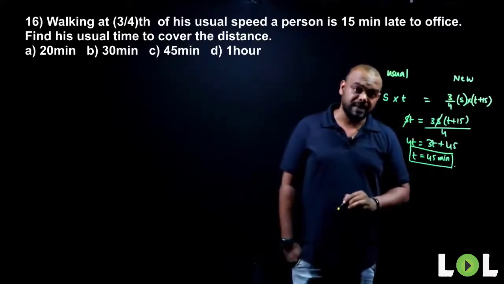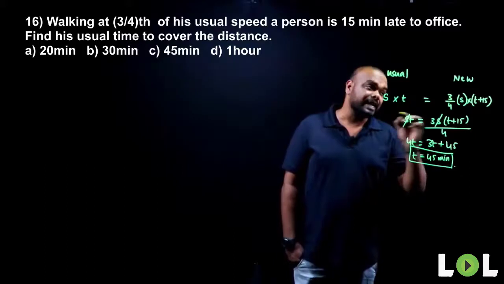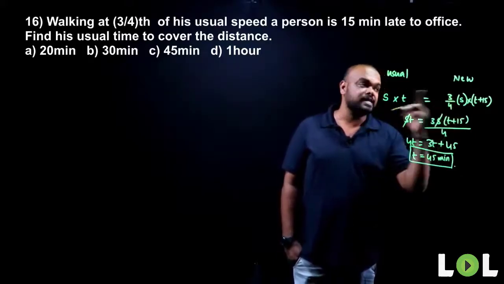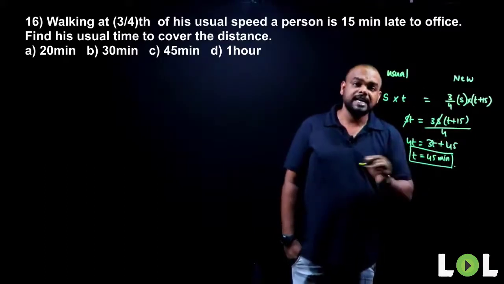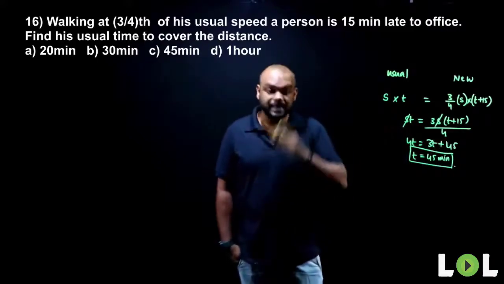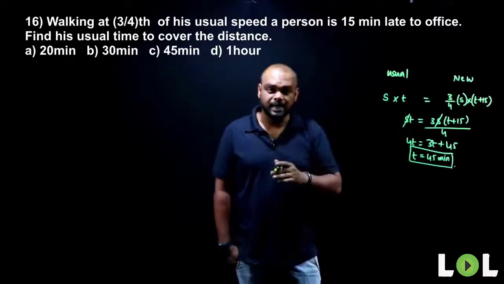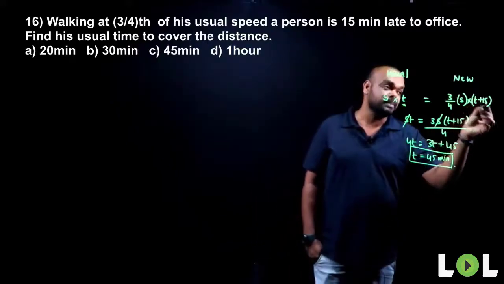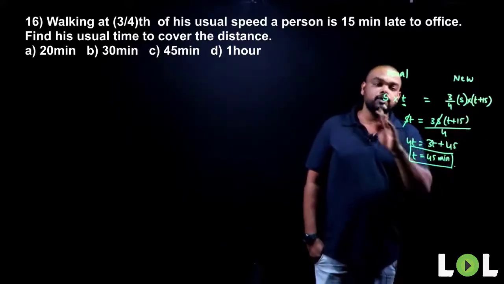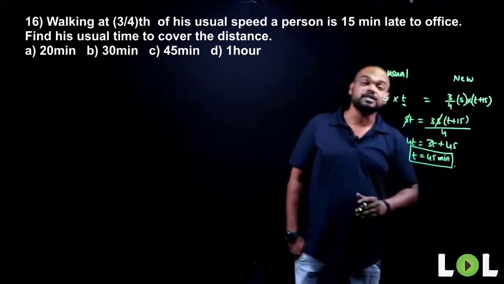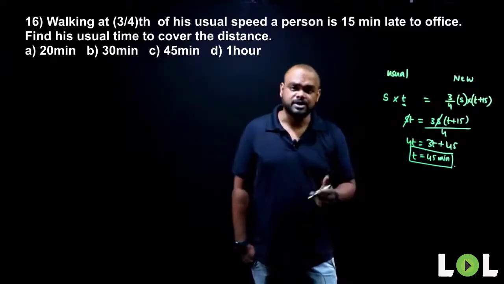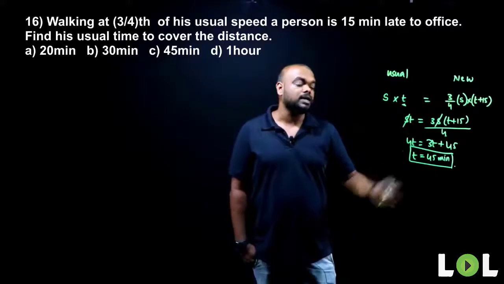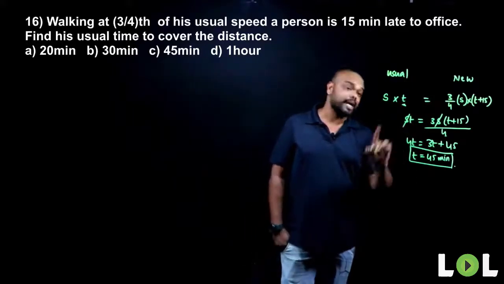Now what is happening here? He's walking at 3/4 of the usual speed. Usual speed is s, so 3/4 of s. He's 15 minutes late to the office. It means he will take 15 minutes more than the usual time. Usually it takes time t, now he's taking 15 minutes more, that is t plus 15. We know speed into time is distance, and in both cases he is traveling the same distance, so we can equate them. If you solve that, you'll get t equal to 45 minutes. That is one answer.